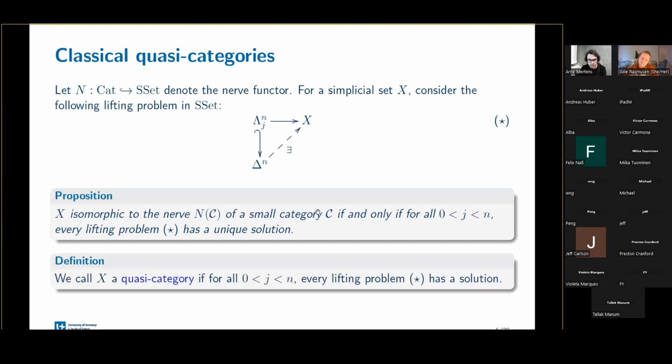And what is then the idea of a quasi-category? Well, we take this condition and we weaken it by demanding not uniqueness of these lifts, but only existence of these lifts. So for every j strictly between 0 and n, every lifting problem like this has a solution. And this is a weakening of the classical notion of a category, which we then call a quasi-category. So yes, we can precisely characterize which simplicial sets arise from categories by this condition.